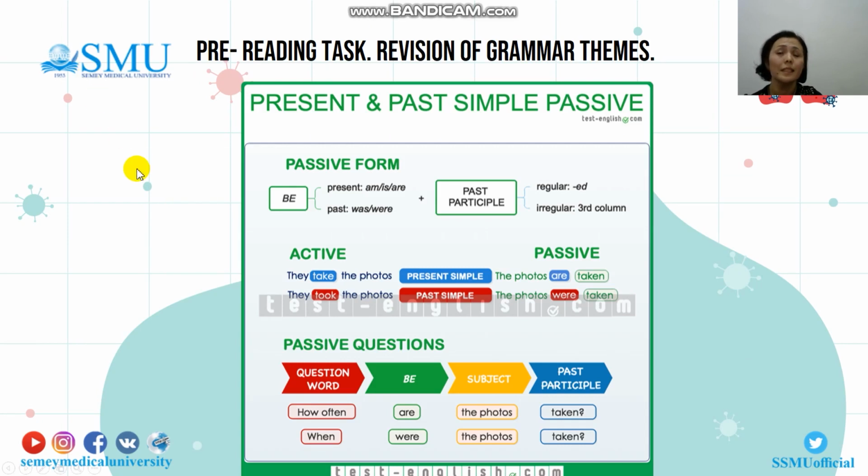The next grammar theme is passive voice. Yes, you know that there are 2 voices in the English language, passive voice and active voice. When a sentence is written in active form, it means that the subject performs an action. And in the passive voice, the subject receives the action. The passive voice is formed by the auxiliary verb to be in correct form and past participle.